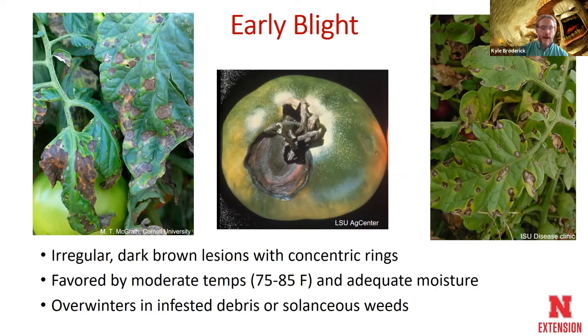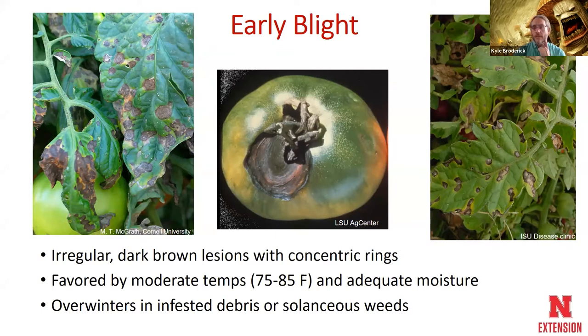As we're out doing some initial scouting, we really want to be paying close attention to the bottom of our plants and what sort of spots we are seeing on those bottom leaves, those older leaves. Because as there's more wind and more rain, those spores will splash up onto the leaves above and just climb the tomato, or whatever plant it is, like a ladder.